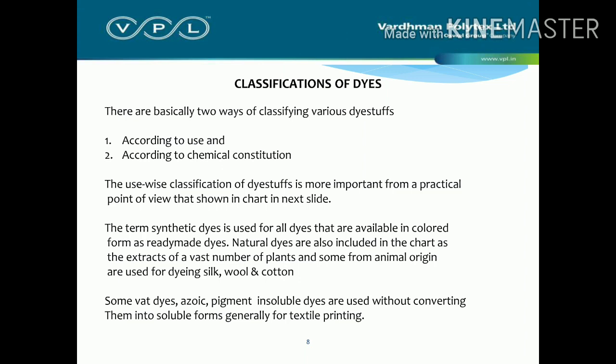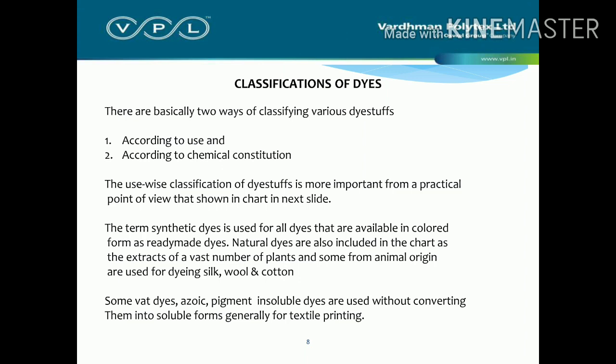Now the classifications of dyes. There are basically two ways of classifying various dyestuffs: according to use and according to their chemical constitutions. The use-wise classification of dyestuff is more important from the practical point of view. That's shown in the chart on the next slide.